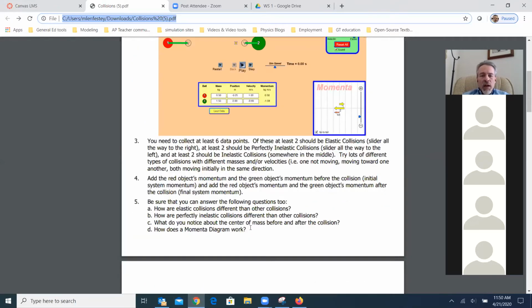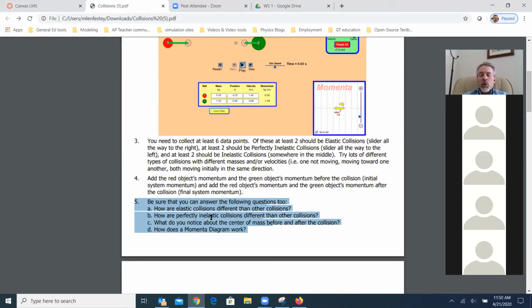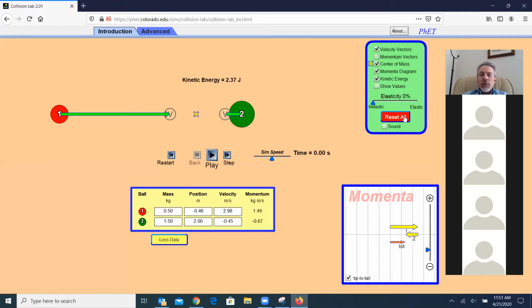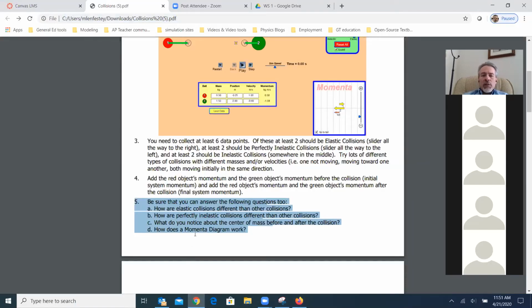The other part is number 5 here. I've given you some new words, which I don't like to give you. Those words are elastic, perfectly inelastic, and just simply inelastic. Well, part of the lab is trying to figure out what those words mean. So in other words, when you do the lab, you're going to see that an elastic collision looks sort of different than a perfectly inelastic collision. Okay, and so you'll see something happen. You'll get some observations, so you'll be able to answer A and B there.